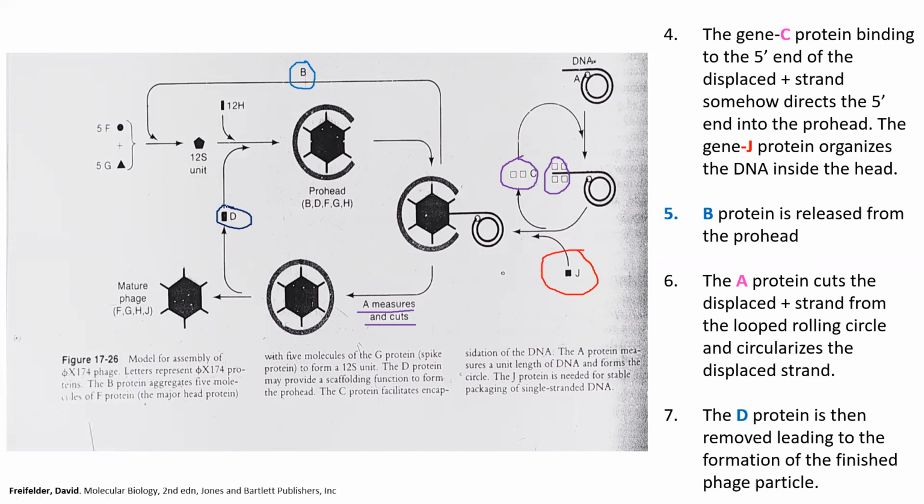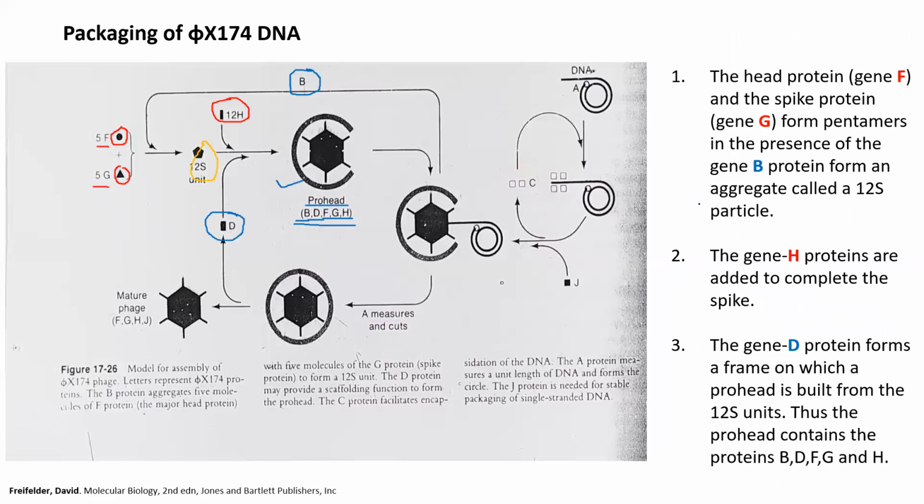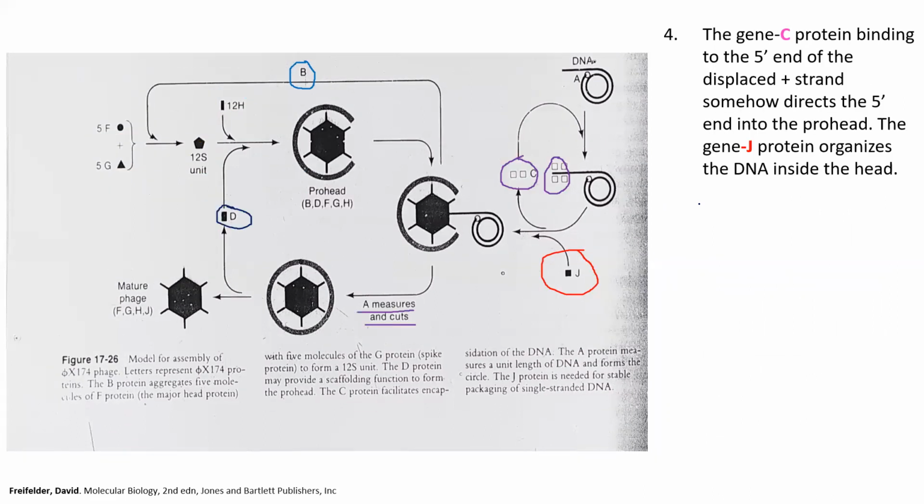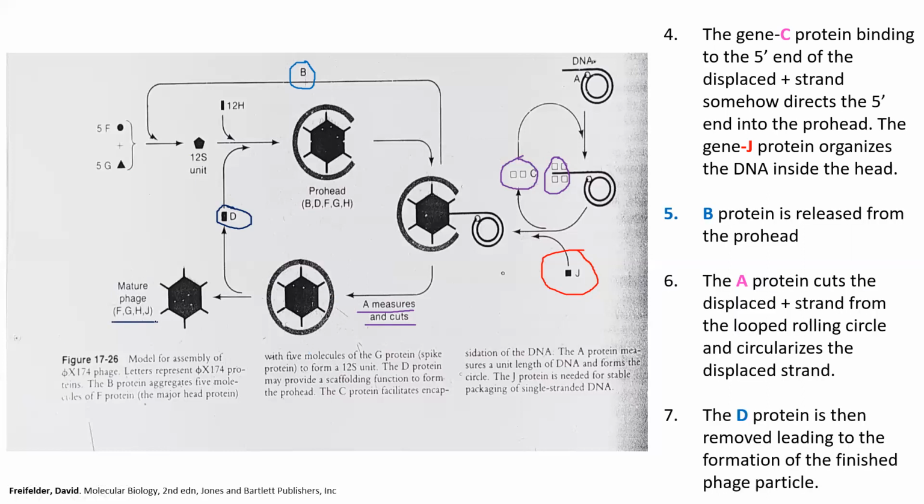So in these 7 packaging steps, whatever proteins you can see highlighted with blue and pink are not present in the finished particles. The only proteins present in the finished particles are the ones shown in red, that is F, G, H, and J. The finished mature phage has F, G, H, and J, and D protein, which provided scaffold, is removed.